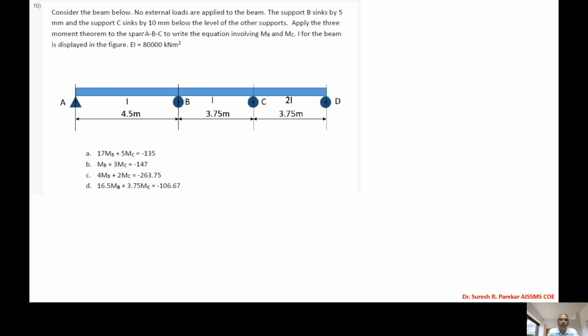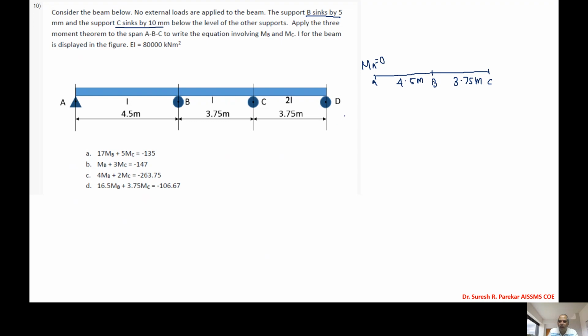Now next, consider the beam below. No external loads are applied. Support B sinks by 5 and support C sinks by 10 millimeter below the level of the other support. Apply the theorem of three moments for ABC to write the equation involving MB and MC. So first we consider the A, B, C portion. We have A, then B, because this is the theorem of three moments, meaning we require three moments, MA, MB, MC, and MA is 0 because it is an end support, a simple support. Then we have 4.5 meter and 3.75 meter.